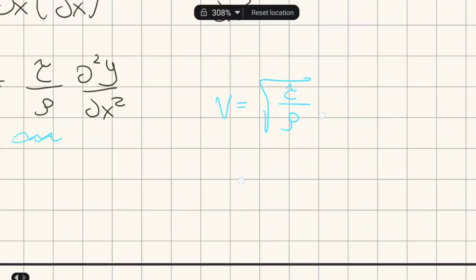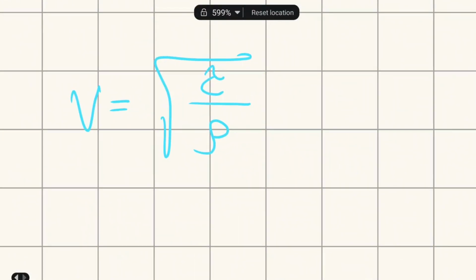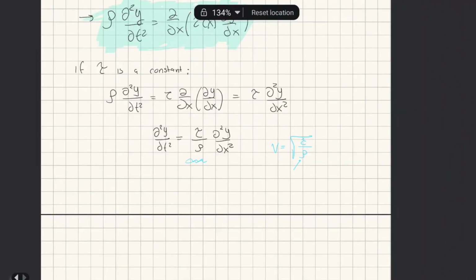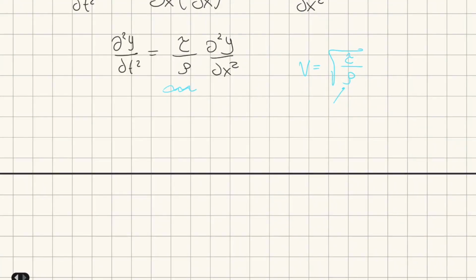Okay, and this is very, very interesting because this is telling us that the wave associated to the oscillation of the string has some speed that depends on the tension that is applied to the string divided by the linear density of the string, right? Perfect. So that is very, very interesting.